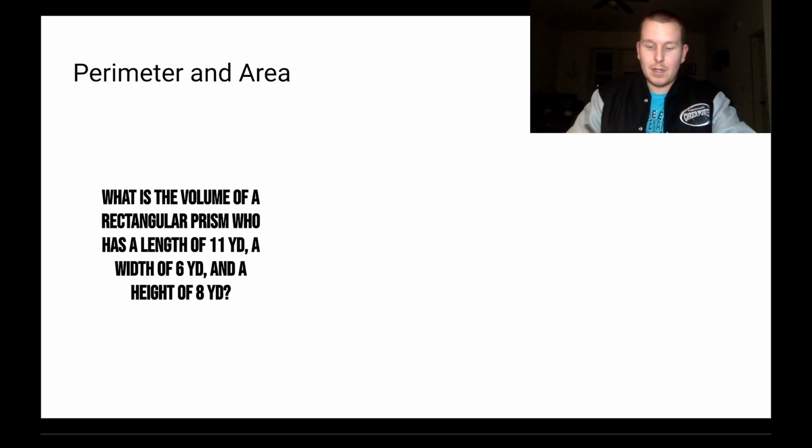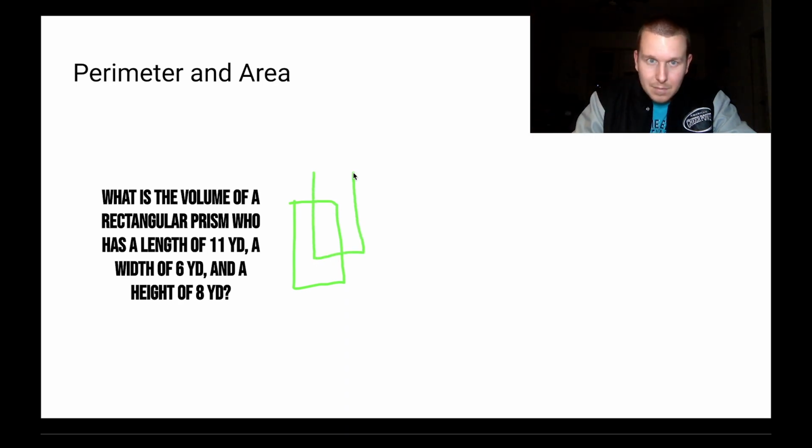I think that's a great idea, so I'm going to show you guys how we would draw a rectangular prism, okay? So the way I draw it is I like to draw one rectangle, and then I draw an overlapping rectangle, and then I just connect the vertices. Not the most beautiful rectangular prism in the world, but it'll do for now. So we'll make this 8 yards, we'll make this 6 yards, and we'll make this 11 yards.